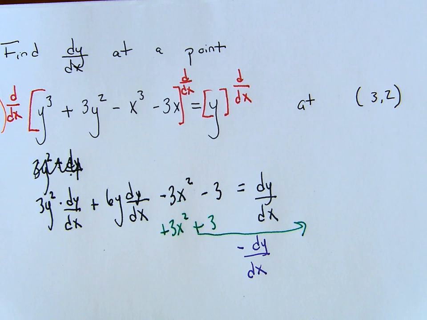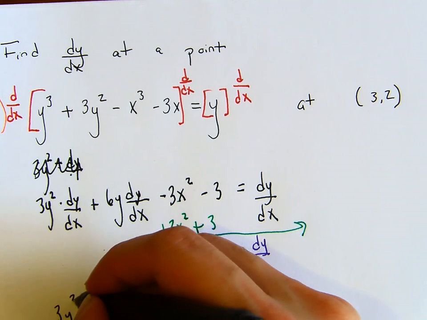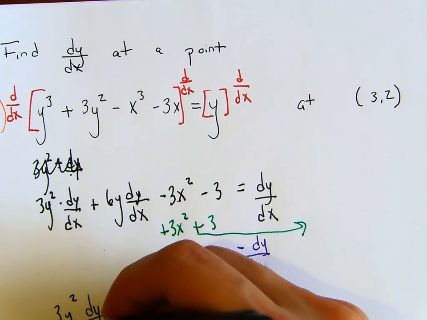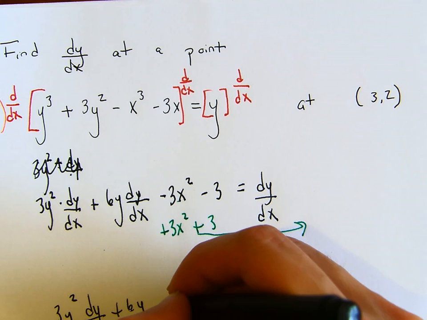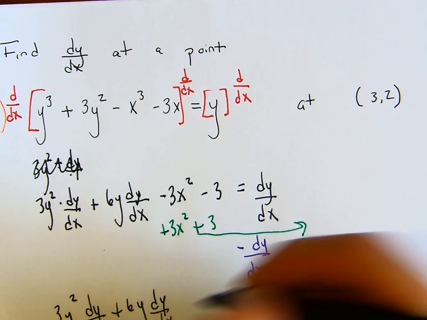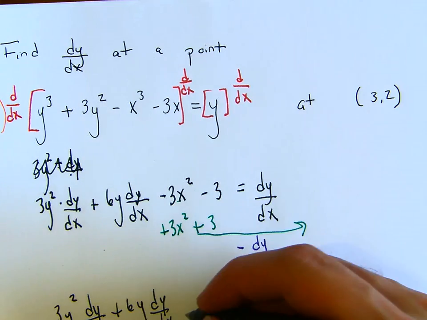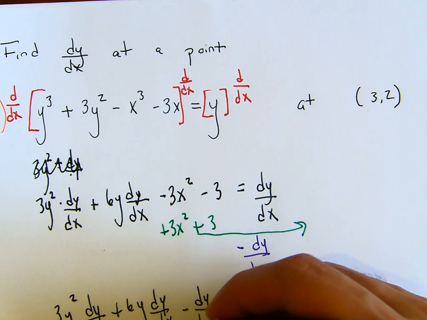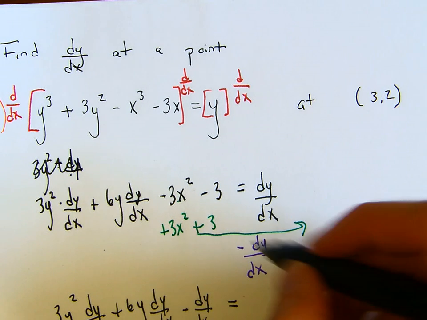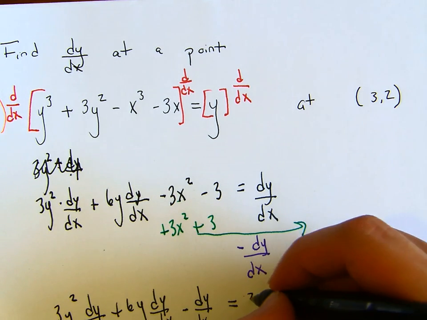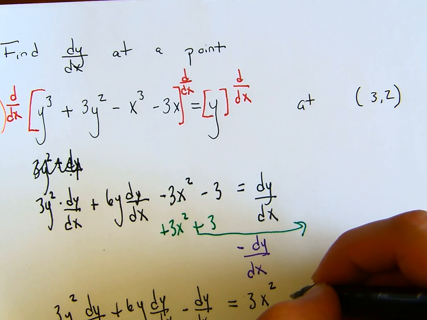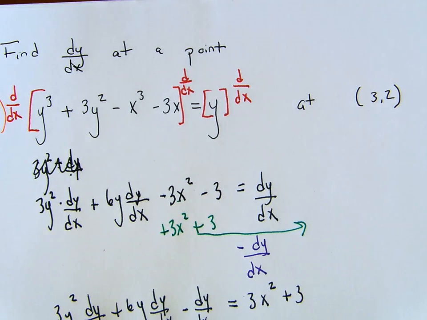So then how will it look like? It'll look like 3y squared dy dx plus 6y dy dx. Now we took this dy dx and we're going to put it on this side, so it's minus dy dx equals, now we brought these two guys over here, equals plus 3x squared plus 3. Okay.